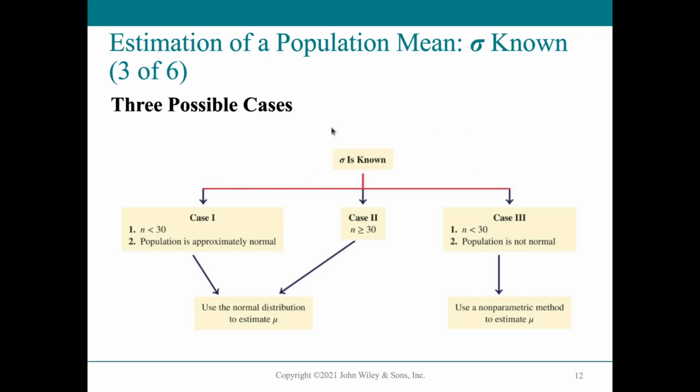If we know the population standard deviation, there are three possible cases. You have a small sample but an approximately normal distribution, or you have a large sample. In these scenarios, we can use the normal distribution to estimate our population parameter. For the third case, we have a small sample size and a population that is not normally distributed. It doesn't follow the bell-shaped curve. So we are going to use non-parametric methods. In this lecture, we will just be discussing cases 1 and 2.